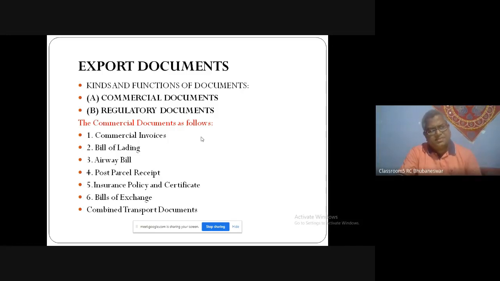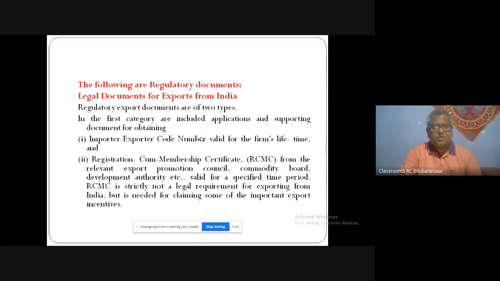Commercial invoices, bill of lading, airway bill, post parcel receipt, insurance policy and certificate, bills of exchange, and combined transport documents are also there. But if you talk about legal documents regarding exporting from India, there are two documents that are important.